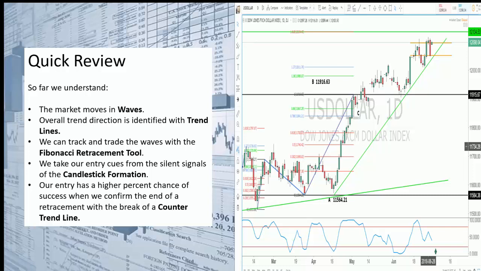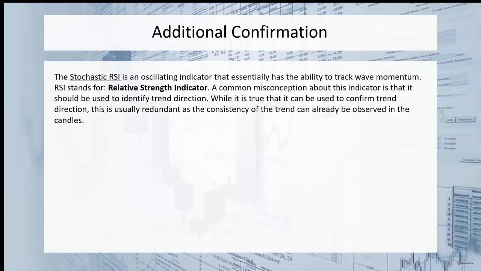We're going to start to talk about an indicator. Now, this indicator is known as the Stochastic RSI. In certain platforms, they've shortened it and they've called it the Stock RSI. And essentially, this indicator is just an oscillator, right? It just waves up and down, and it has the ability to track the momentum of the waves.